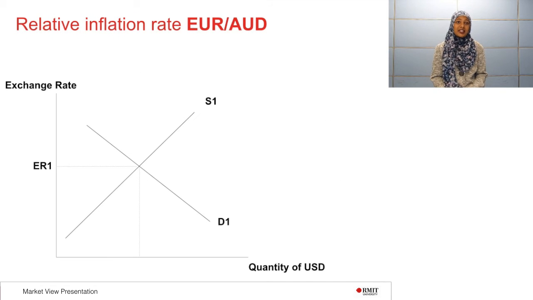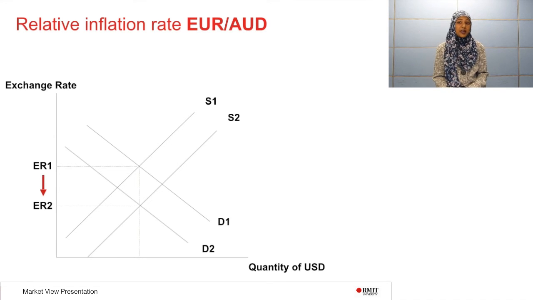This results in a change in the supply and the demand curve for the Australian dollar, leading to the demand curve shifting to the left and the supply curve shifting to the right. As illustrated, these two effects will result in a fall of the value of the Australian dollar, which means that the Australian dollar will depreciate against the euro.